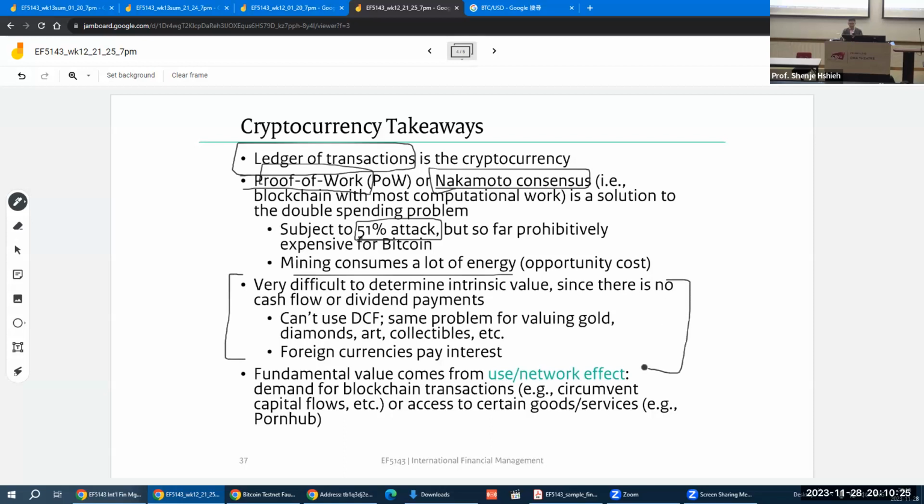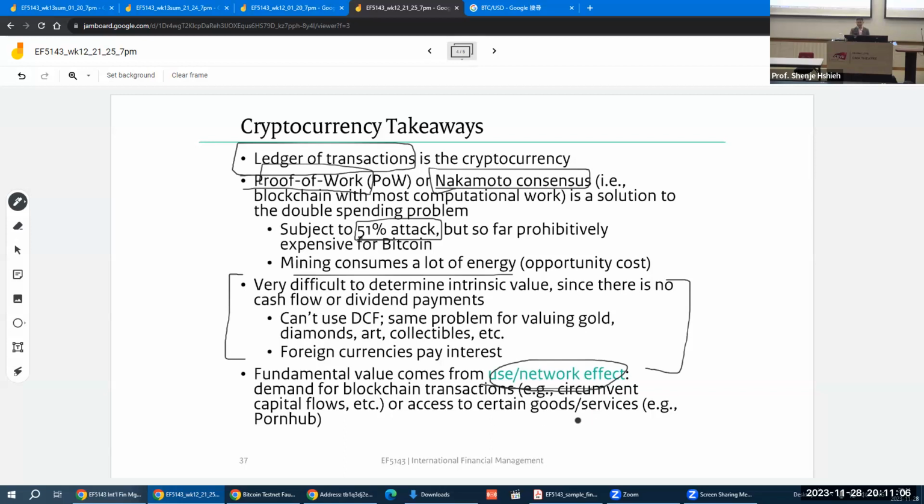Second group of takeaways. Bitcoin is not a financial asset because we can't apply DCF. There's no cash flow. There's no interest payments, no dividend payments. So it's difficult to determine its intrinsic value. And so you see wild fluctuations. People claim it's a bubble, etc. And lastly, from my perspective, its value comes from its ability to circumvent capital controls, and also the so-called network effect, right? More people transacting on it gives you more faith that the blockchain has any sort of value.